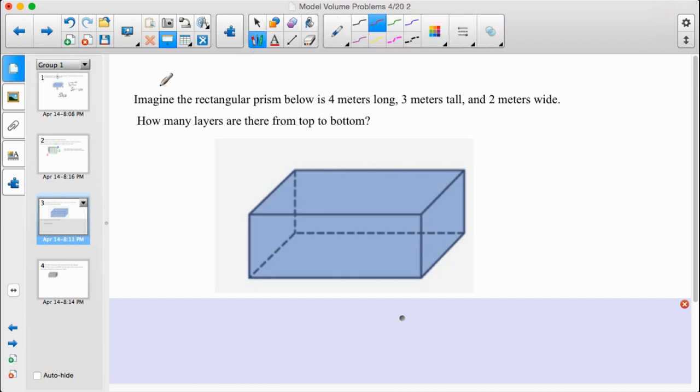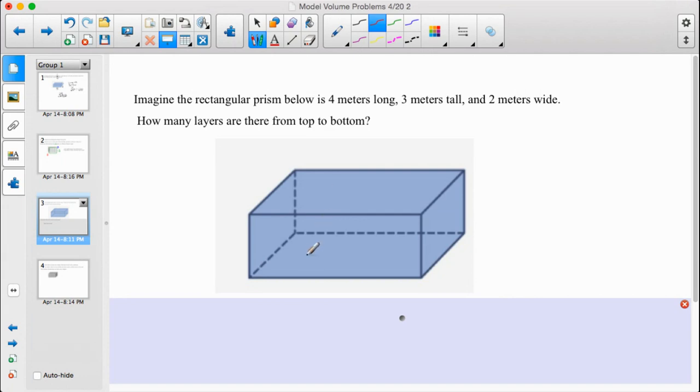So for this first one, it says, imagine the rectangular prism below is 4 meters long, 3 meters tall, and 2 meters wide. How many layers are there from top to bottom? The first thing I like to do is actually take a picture, or if I had paper and pencil, I would draw a rectangle as best I could. And I want to label my different measurements.